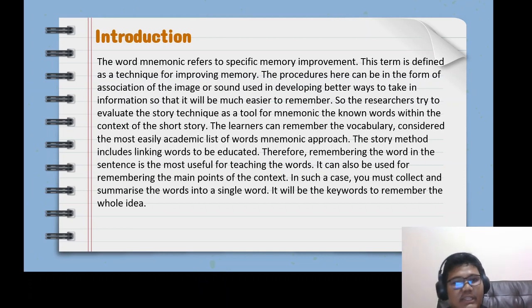So the researchers try to evaluate the story technique as a tool for mnemonic of the known words within the context of the short story. The learners can remember the vocabulary most easily through the academic list of words mnemonic approach. The story method includes linking words to be educated. Therefore, remembering the word in the sentence is the most useful for teaching the words. It can also be used for remembering the main points of the context. In such a case, you must collect and summarize the words into a single word. It will be the keyword to remember the whole idea.